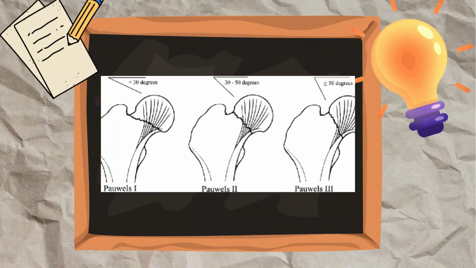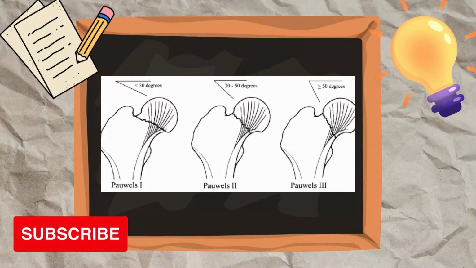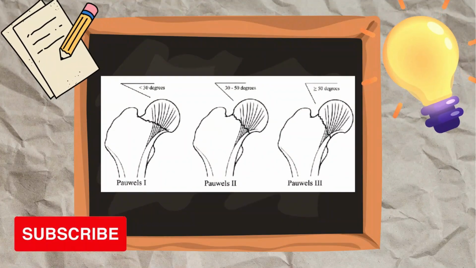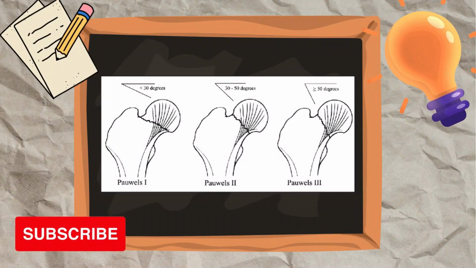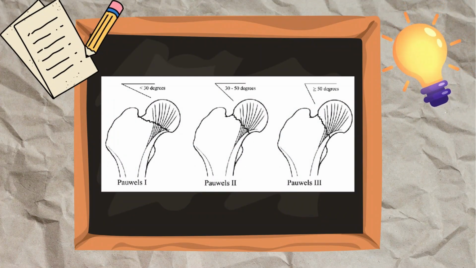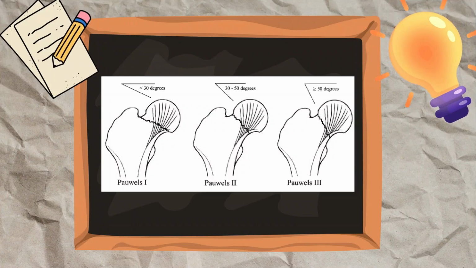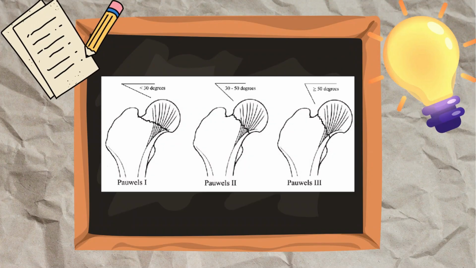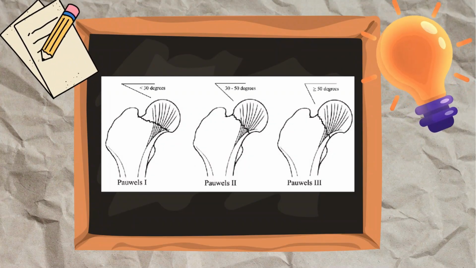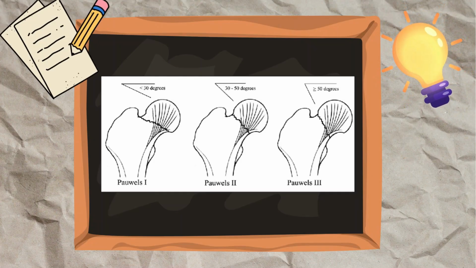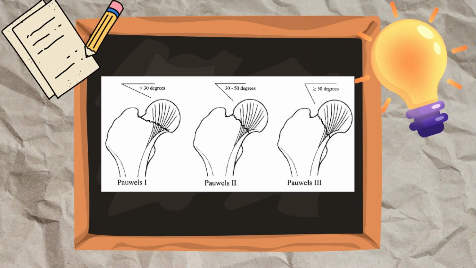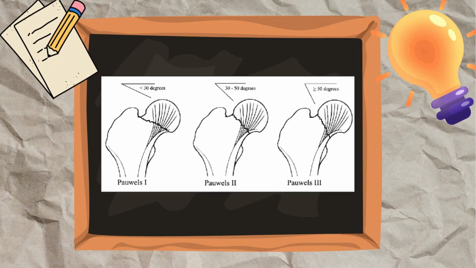Pauwels classification. The Pauwels classification system provides a crucial framework for understanding femoral neck fractures based on the vertical orientation of the fracture line. Type 1 fractures exhibit an angle of less than 30 degrees from the horizontal plane, indicating a relatively stable configuration. Type 2 fractures fall within the range of 30 to 50 degrees from the horizontal, presenting a moderate degree of instability.